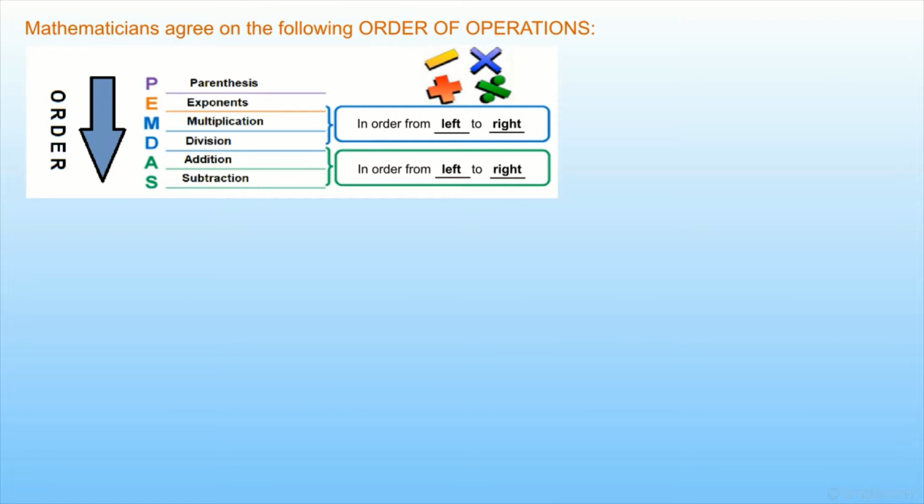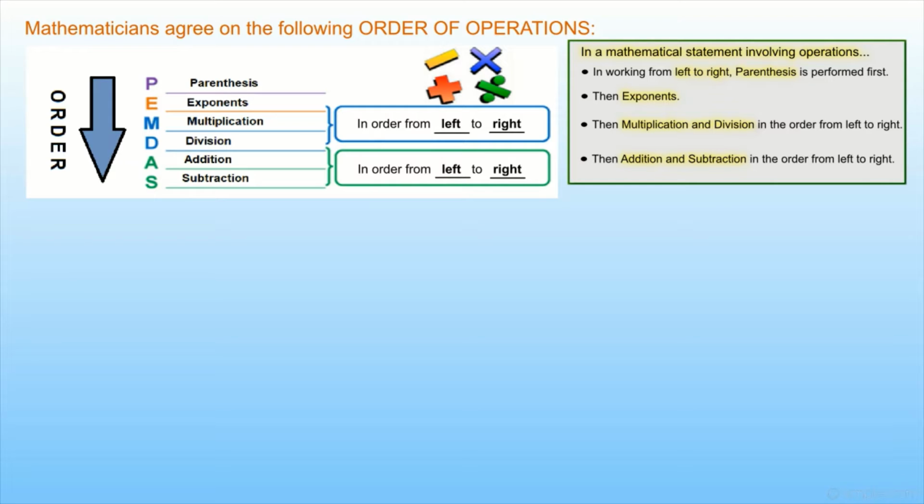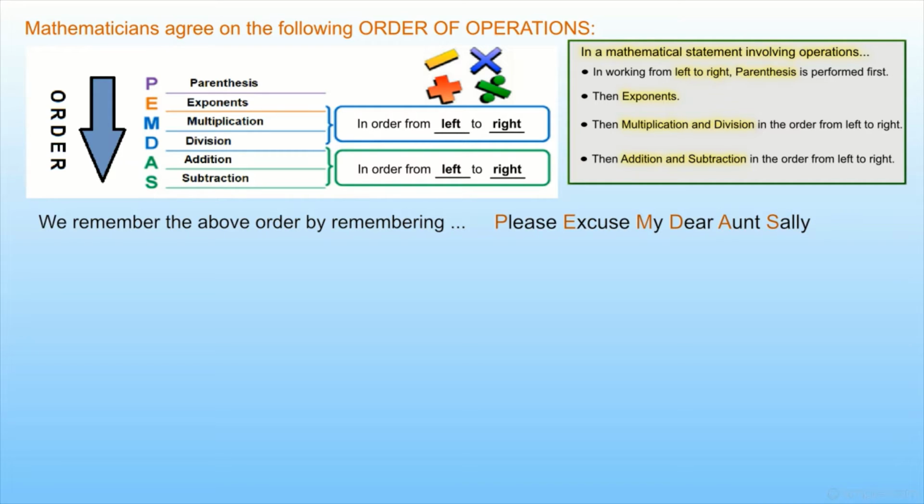Mathematicians agree on the following order of operations. In a mathematical statement involving operations, in working from left to right, parenthesis is performed first. Then, exponents. Then, multiplication and division in the order from left to right. Then, addition and subtraction in the order from left to right. We remember the above order by remembering the phrase, "Please excuse my dear Aunt Sally."